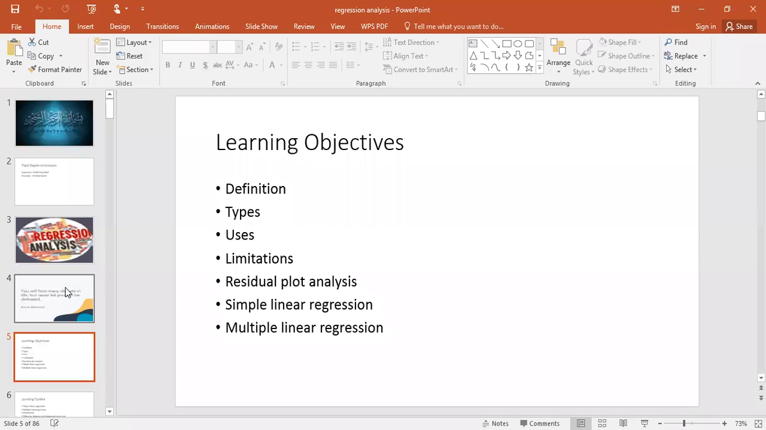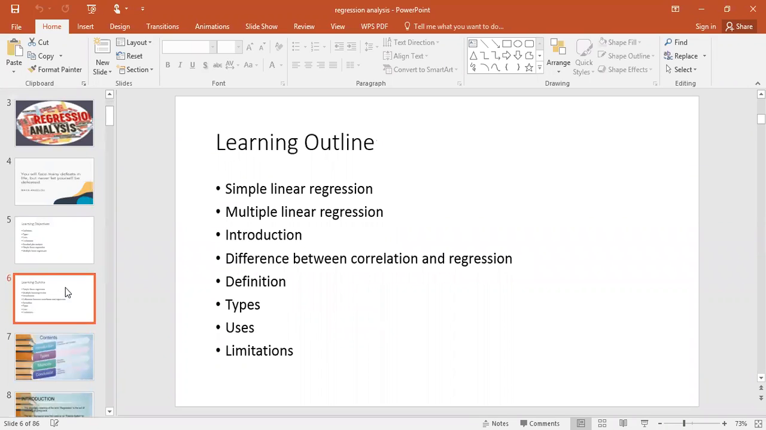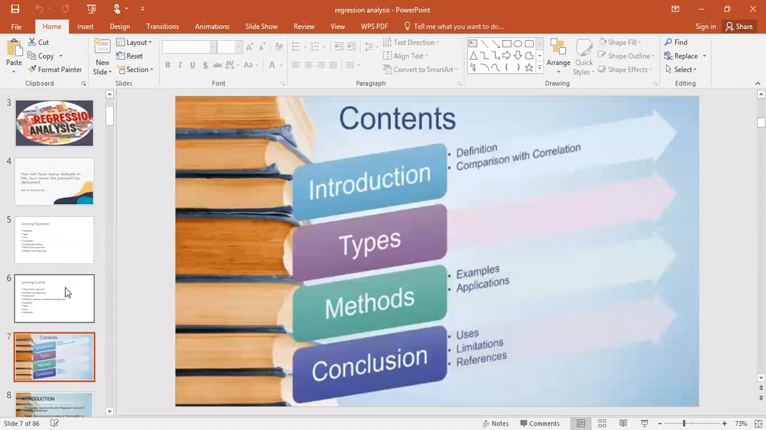Learning objectives. Definition, type, uses, limitations, residual plot analysis, simple linear regression, and multiple linear regression. Learning outline. Simple and multiple linear regression, introduction of regression analysis, difference between correlation and regression, types, uses, and limitations. Contents.